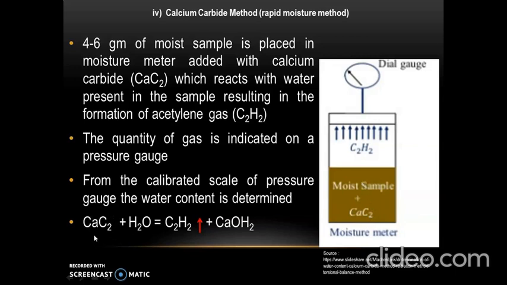Due to the reaction of calcium carbide with water, acetylene gas, that is C2H2, is released, and this gas exerts pressure on the surface of the moisture meter. The dial gauge will give the value of the pressure exerted by the gas. From the calibrated scale of the pressure gauge, the water content is determined. That means, by knowing the value of the pressure exerted by the gas, we will be able to find the water content of the soil sample with the help of the calibrated scale.